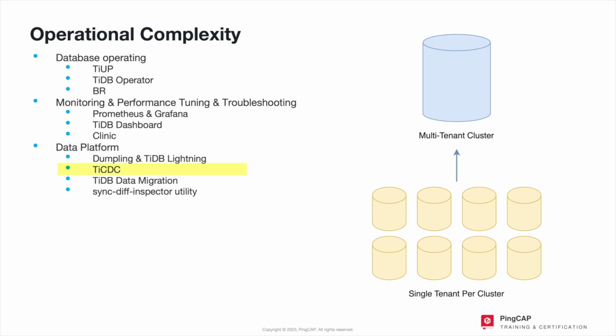TiCDC is a utility that captures and replicates changes in TiDB databases in real time, providing users with a powerful tool set for managing data replication in the TiDB ecosystem. TiDB Data Migration is a tool in the TiDB ecosystem that helps migrate data from third-party databases to TiDB databases. And finally, Sync Diff Inspector is a utility that helps identify differences in data between two TiDB clusters.